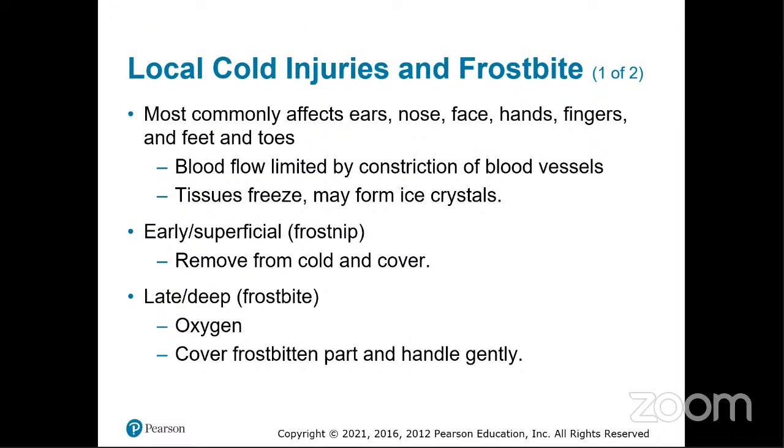So local cold injury most commonly affects the ears, nose, face, fingers, anything that's small tissue farther away from the heart. We just have a hard time keeping it warm. The tissue may form ice crystals, which is what causes the damage. Those crystals have really sharp edges and you start lysing cells, and it's not good. So for early or superficial frostbite, we're going to remove the clothing, move them from the cold, and cover, so get the frostnip.